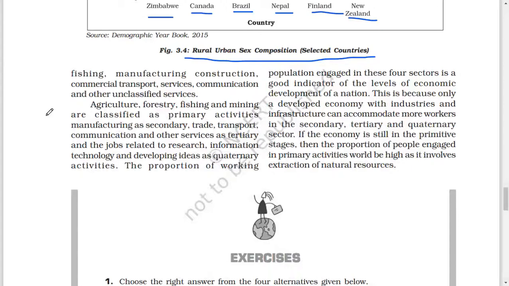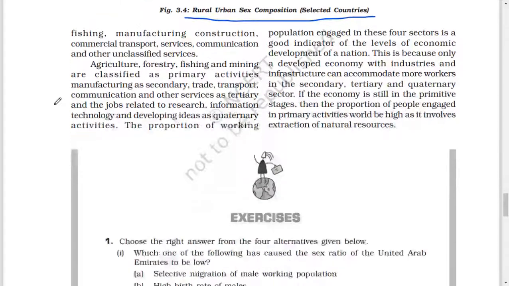The proportion of working population engaged in these four sectors is a good indicator of the levels of economic development of a nation. This is because only a developed economy with industries and infrastructure can accommodate more workers in the secondary, tertiary, and quaternary sectors. If the economy is still in the primitive stages, then the proportion of people engaged in primary activities would be high, as it involves extraction of natural resources.